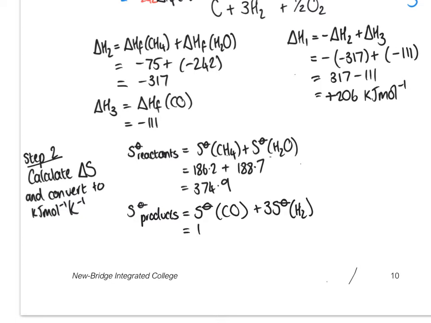Okay, so that's going to be 197.6 for carbon monoxide plus 3 times 130.6 for hydrogen, which gives you a total of 589.4.